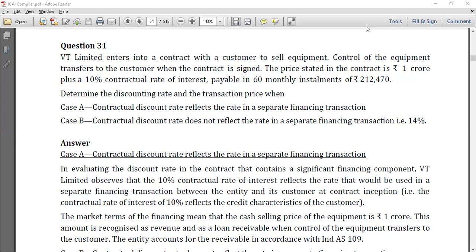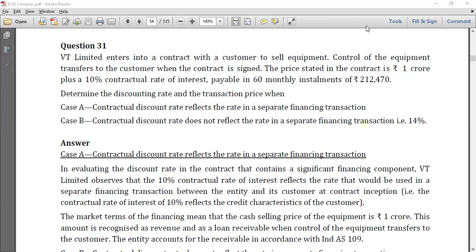So we have to determine the discount rate. In the first case, the contractual discount rate reflects a rate in a separate financing agreement. For evaluating the discount rate in the contract, first, this contract has a significant financing component. Why? Because the cash selling price is 1 crore and he is paying more than 1 crore, that is 2,12,470 into 60 installments. So it has a significant financing component.